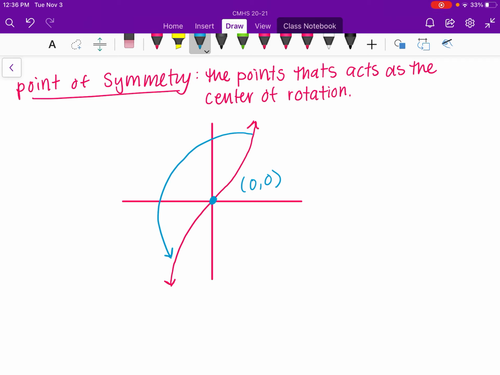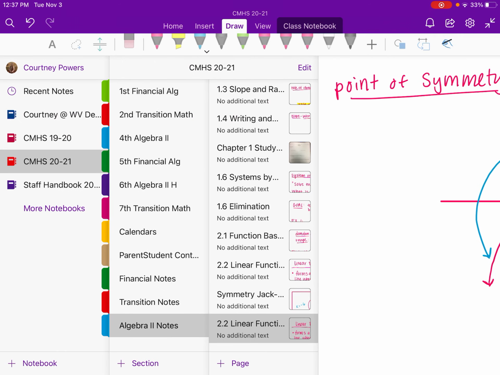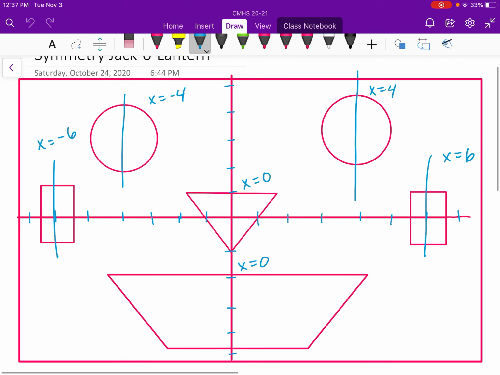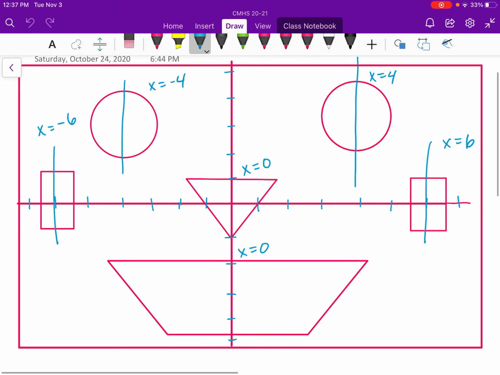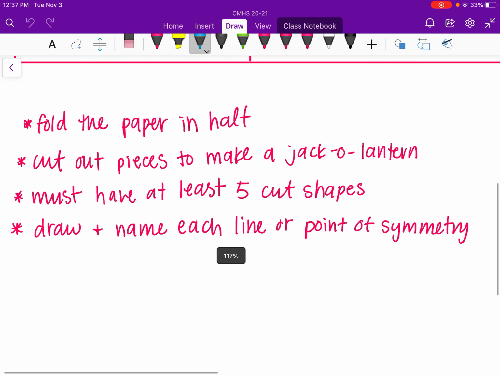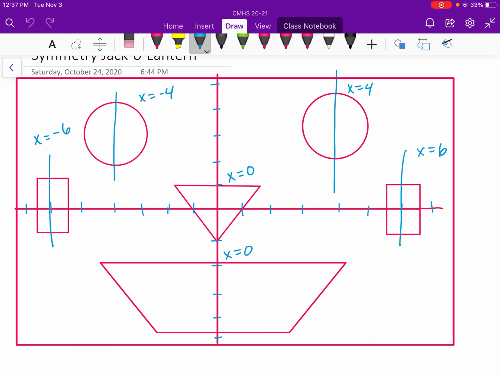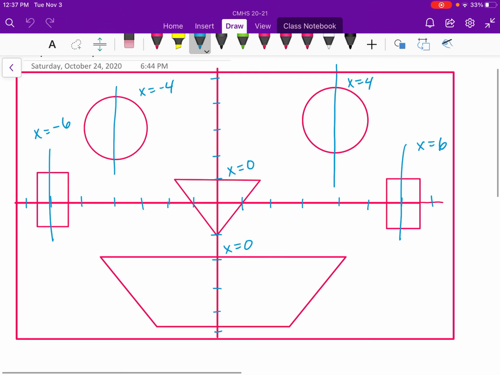So here's what you're going to do for your project. I have given you a piece of graph paper. And what I want you to do with that graph paper is we're going to make a jack-o'-lantern. So this was my little example. Here's your graph paper. What we're going to do is you're going to actually fold the paper in half. You're going to make whatever jack-o'-lantern face that you want to. This is kind of like cutting a snowflake. If you've ever folded something in half and cut a snowflake, it's like that.